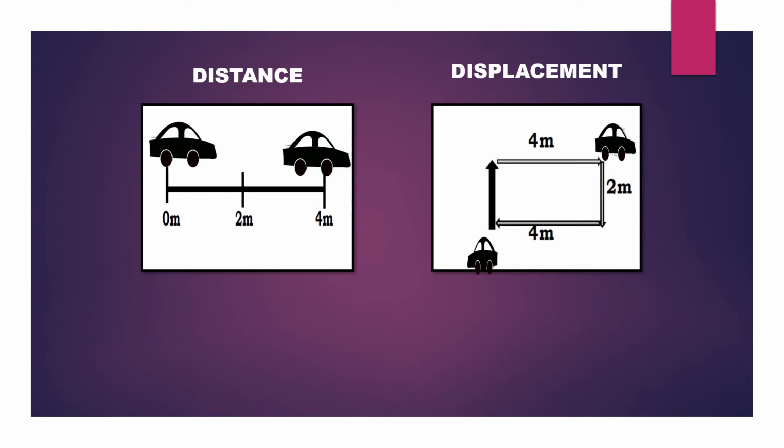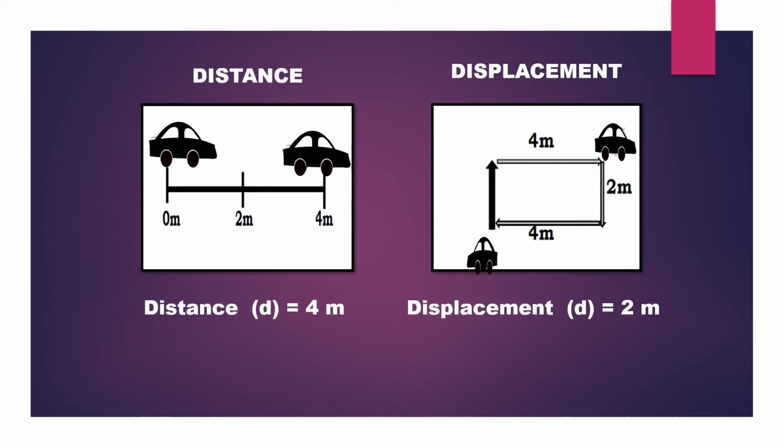We can actually determine the value of the distance and displacement by simply analyzing the figures. In the first figure, the car travels from 0 to 4 meters. So, distance refers to the total path traveled by an object. So, the value of the distance is 4 meters. While in the second figure, since displacement refers to the shortest path from the initial point to the final point, or the initial position to the final position of an object, therefore, the displacement is 2 meters.